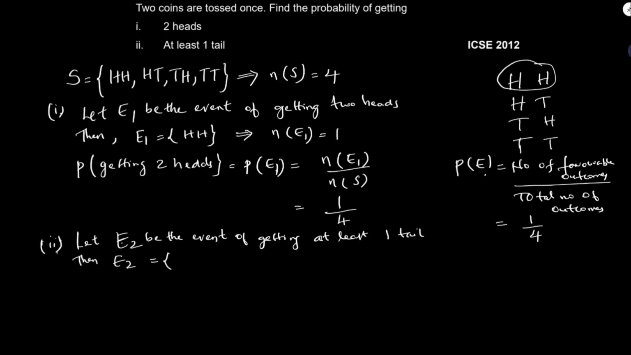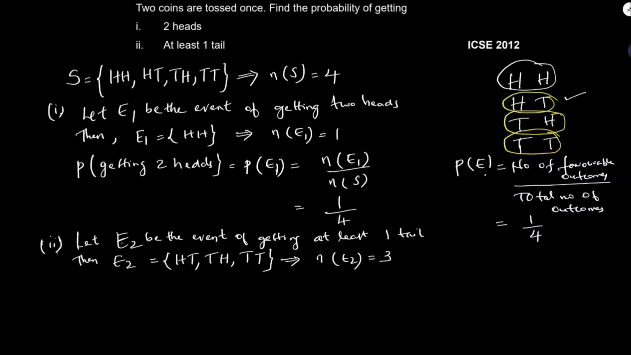Here, at least means you can get one or more than one. So I can take this case because here we have one tail. I can take this one, and here also we have a tail. These three cases I can consider: head tail, tail head, tail tail. That implies the number of elements in E2 is 3.